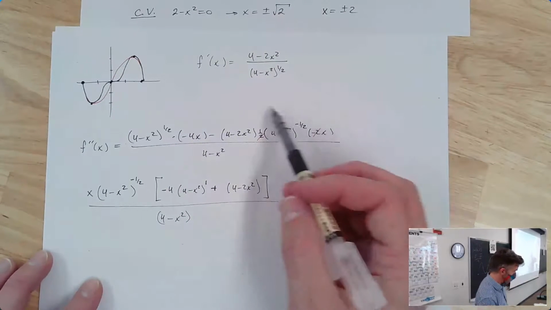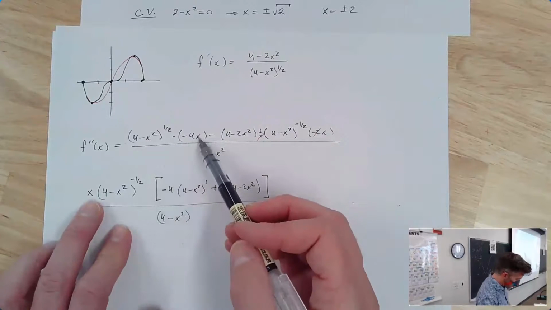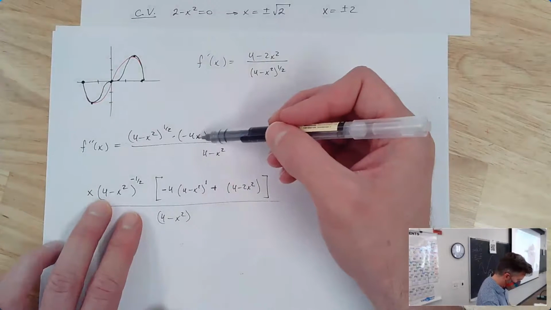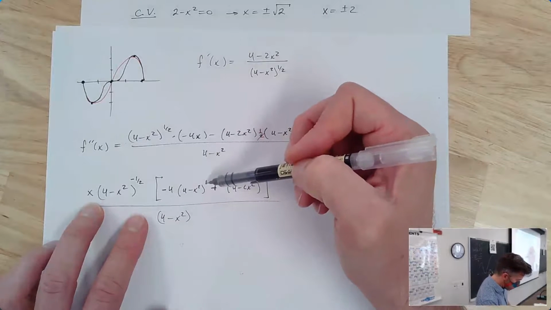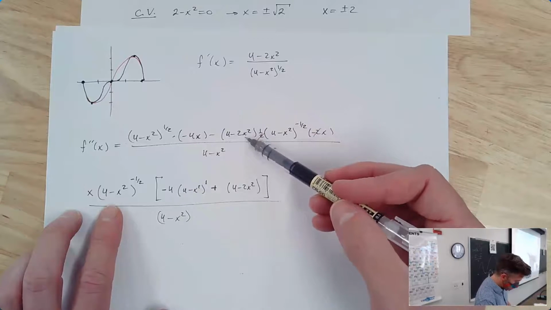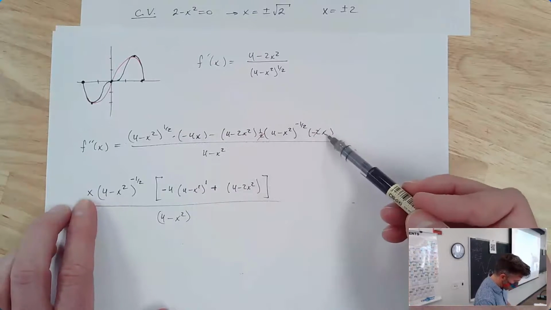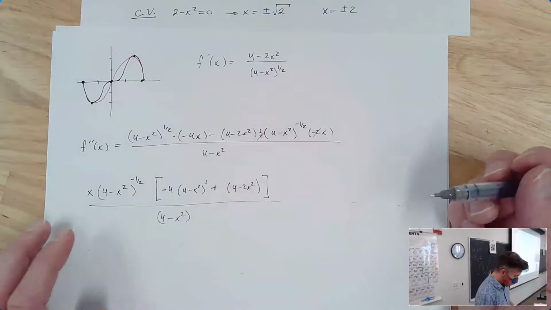I can say more about this factoring if you would like. Just to repeat here, I factored out an x and a 4 minus x squared to the -1/2. So from this first piece, I was left with the -4 and the 4 minus x squared to the +1. From the second piece, I was left with the 4 minus 2x squared. And then that's gone, that's gone, that's gone. The x is gone, but the minus sign stuck around. So with a minus sign, which is plus.